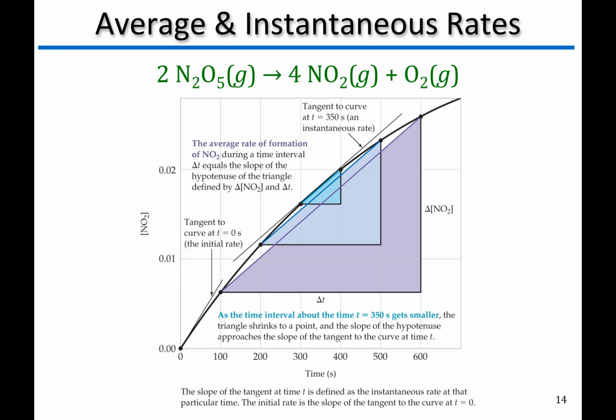And the narrower and narrower the time frame we look in, the more we're talking about the reaction rate at that particular moment. So the wider the time span we look at, the more average a reaction rate we get. The narrower the time span we look at, the more instantaneous we're looking.